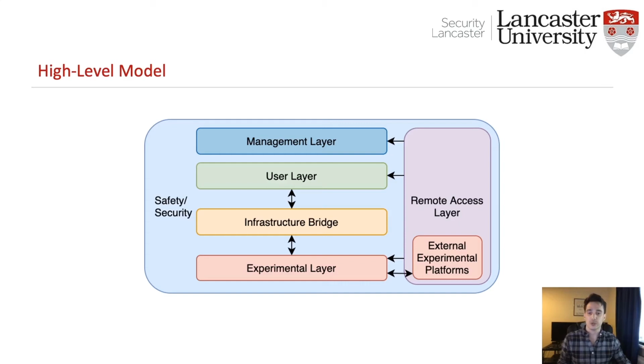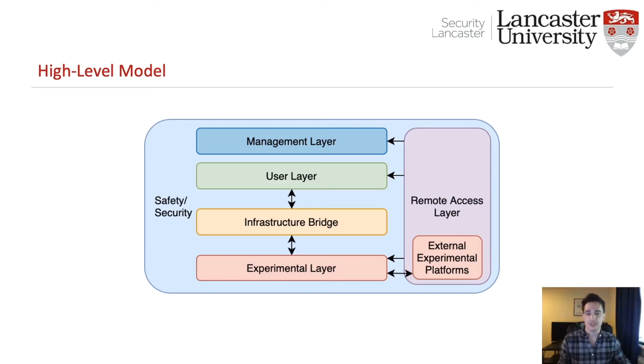The infrastructure bridge simply provides a network infrastructure to control the flow of data between the upper layer and the experimental layer. This can be of benefit when conducting high-risk research within the experimental layer, limiting the spread of malicious artifacts onto the user layer systems.